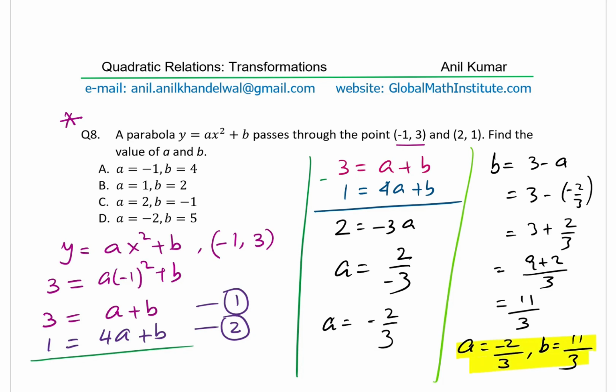So unfortunately, in the options given, none of them is correct. So we have none of them. So our correct answer is right here. And somehow, I think this value was wrongly written. So we didn't get any of those options. But I hope you understood the method, right?